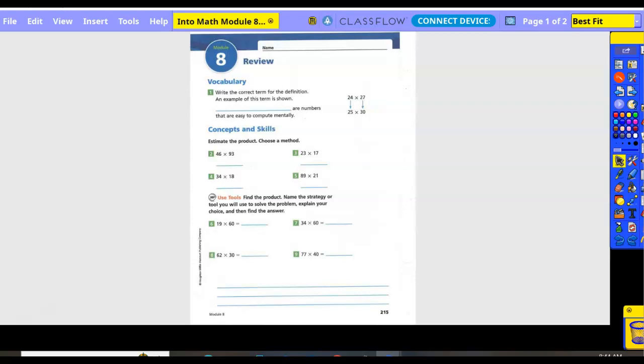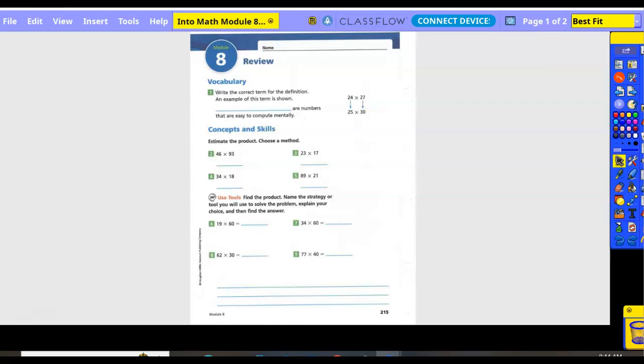Fourth grade math lesson, Module 8 review. Vocabulary. Write the correct term for the definition. An example of this term is shown. Blank are numbers that are easy to compute mentally. So what are they? They rounded, right? Okay. And what was that called? Do you guys remember? It starts with a C.